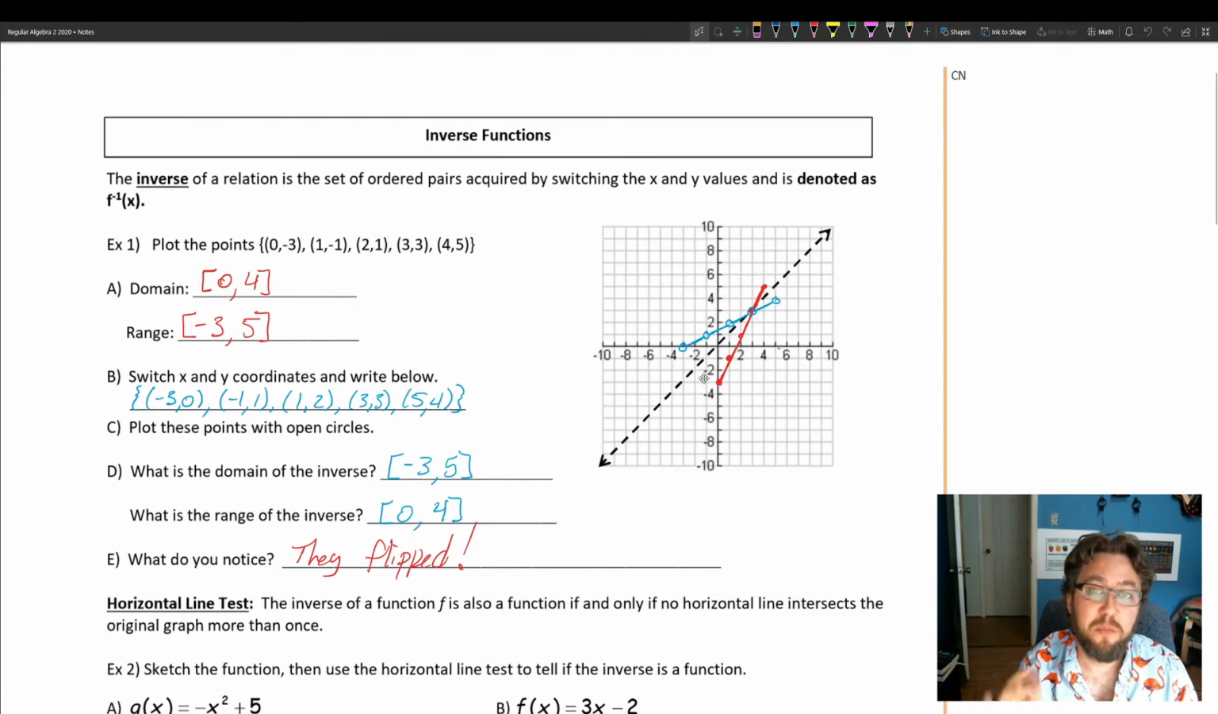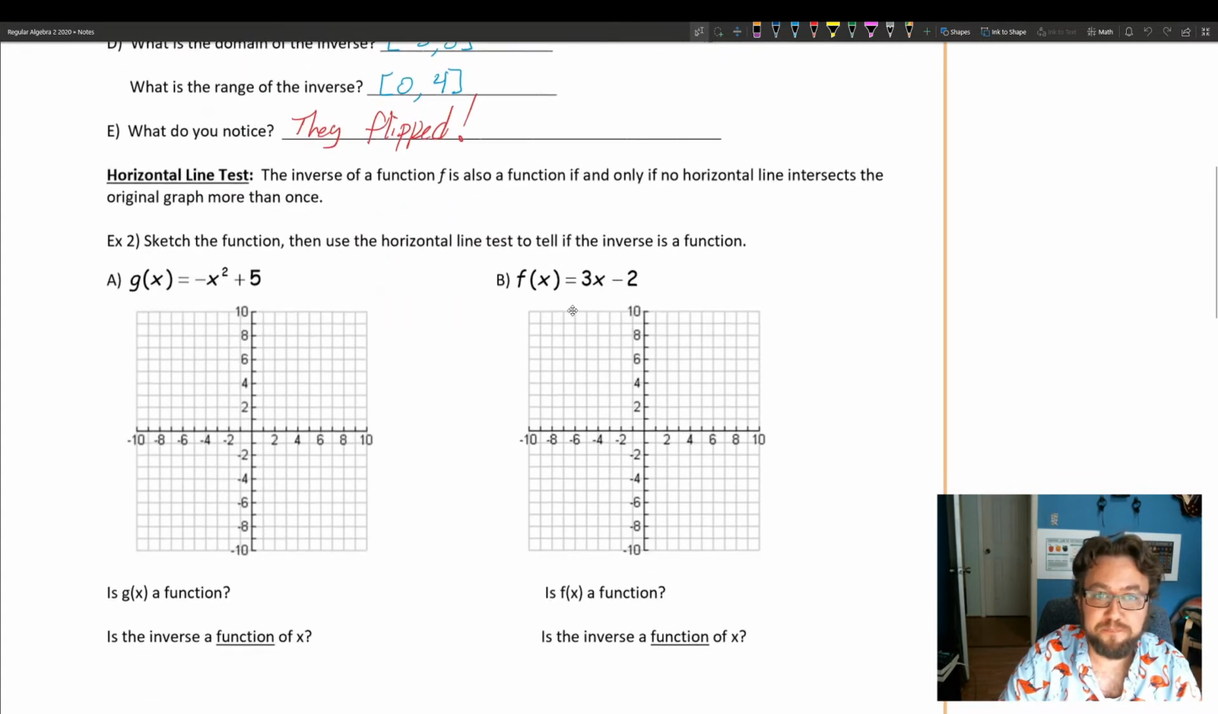Now notice how the domain flipped and the range flipped from what they were in the previous function. So they kind of traded places. That's kind of what's going on with inverse functions. Also note this line, this y equals x line, is the mirror basically over which we are flipping our points. So one way to test this is the horizontal line test. So let's scroll down and have a look at that.